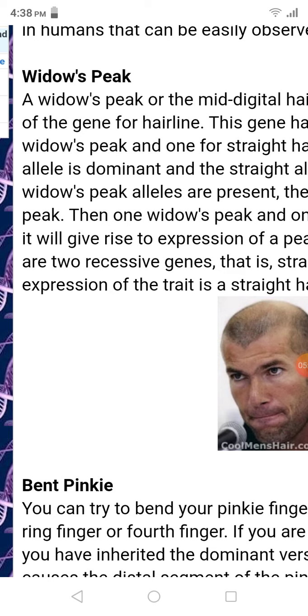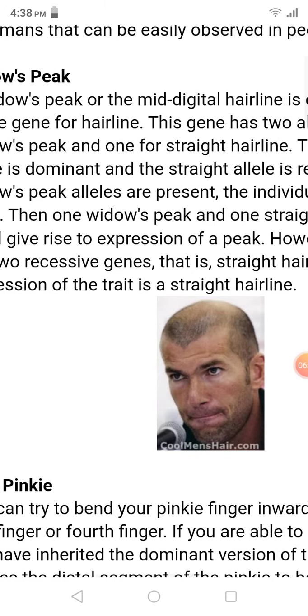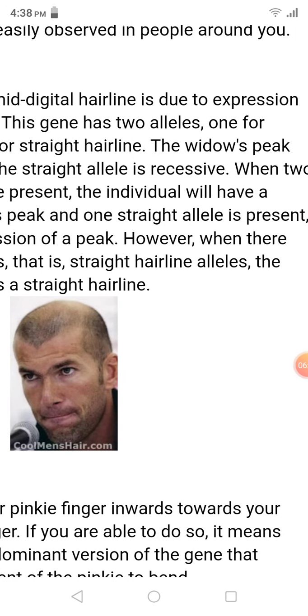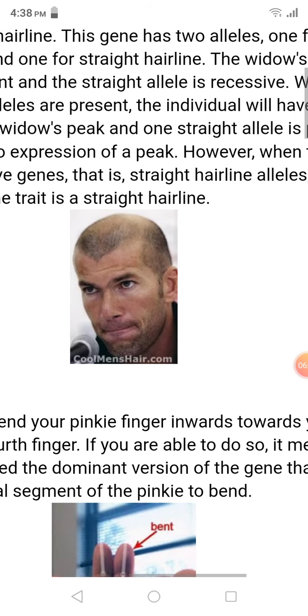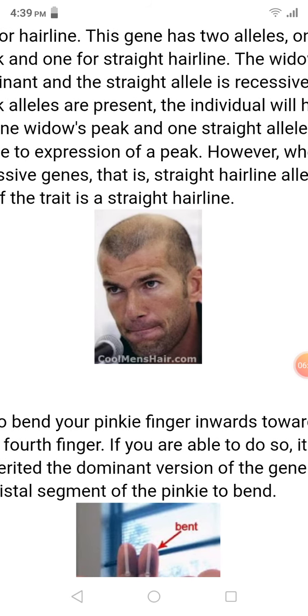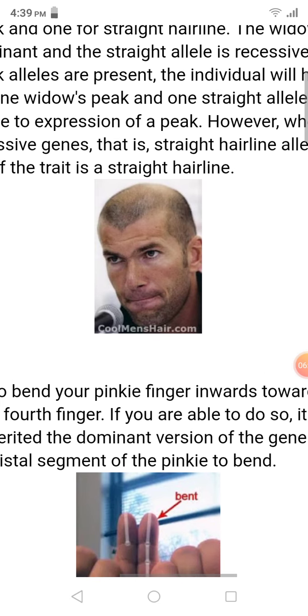So the widow's peak is a dominant trait. It's interesting that they use this person right here. This is Zidane. He's an ex-famous footballer, and he had a widow's peak, but as you can see, he was going bald, and he is bald. So he's definitely a dominant trait person.